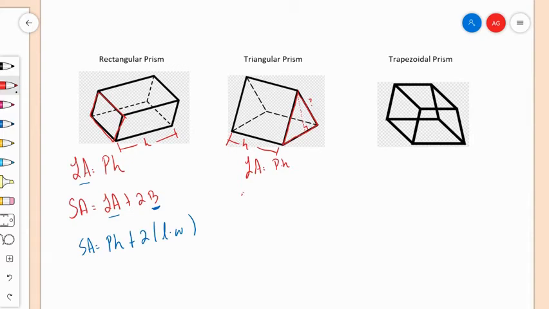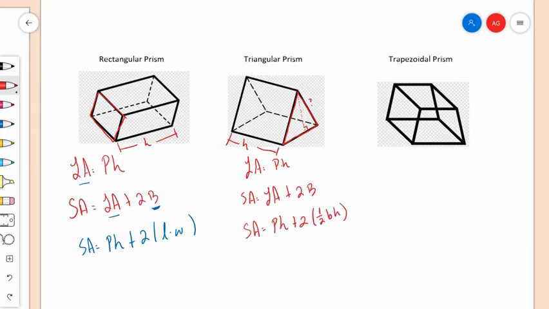For right now, my total surface area would be lateral area plus 2 times the base. And so if we write it one more time, we have perimeter times height plus 2 times area of the base. Now, because the area of the base is a triangle, the formula that I would use to find the area of a triangle is 1/2 little b for base times h for height.